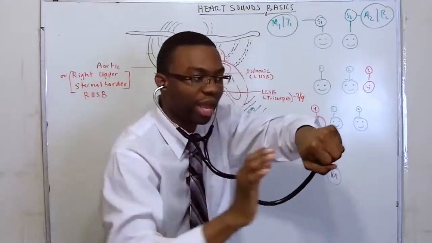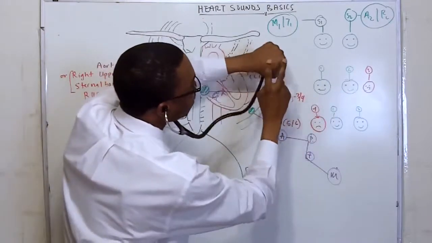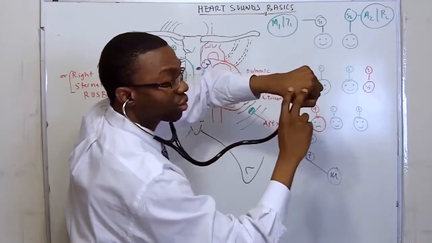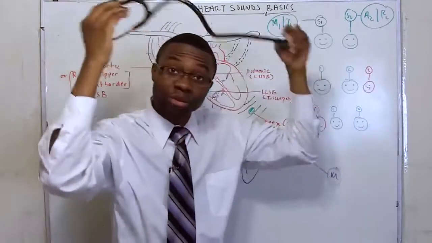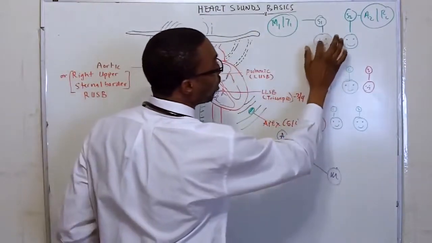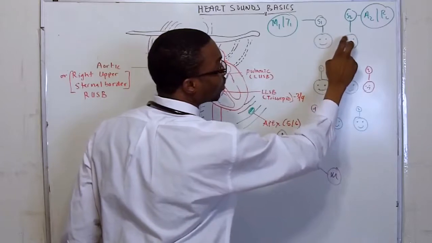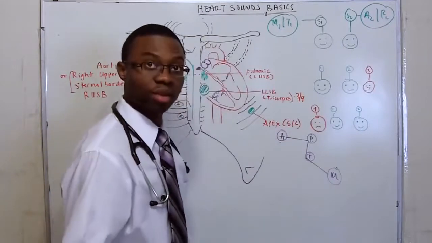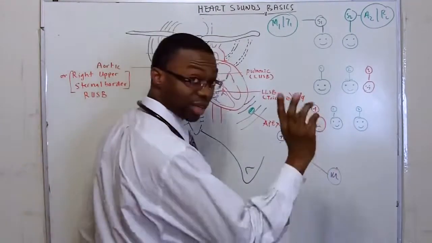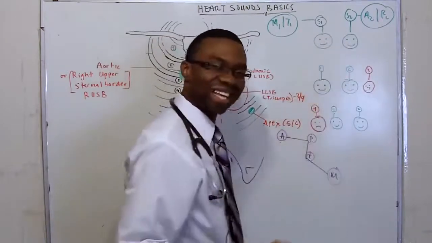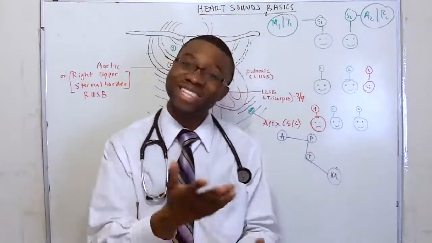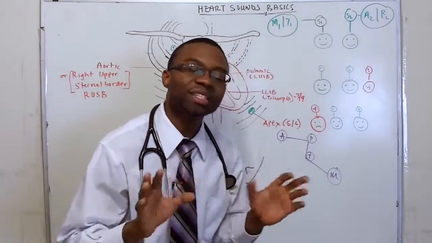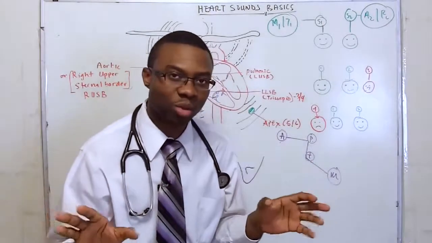1, 2. 1, 2. So we're going to demonstrate that on the board. Now, let's do that again. 1, 2. That's S1, S2. Wow, it sounds very complicated. No, it's very easy. Look at that. One, two. If you can just count one and two, you'll be good. So every time you listen to somebody's heart, just listen for one and two. Okay? That's all you need to start with.